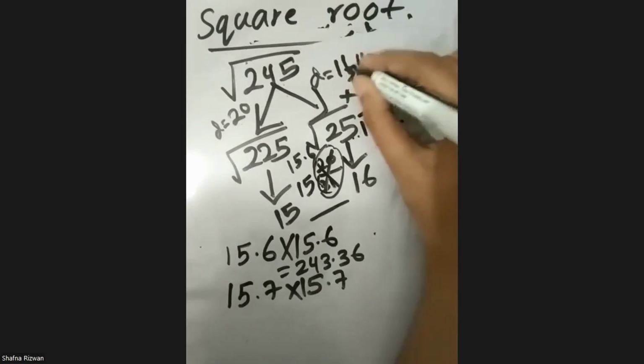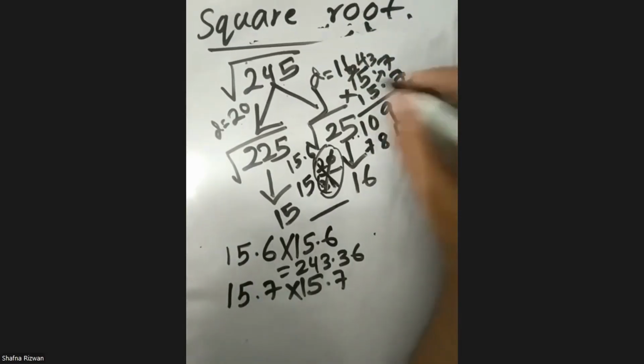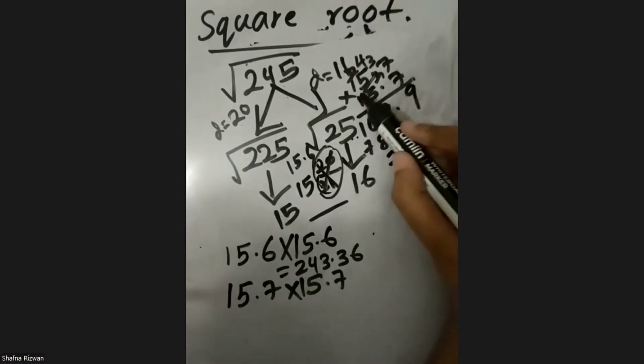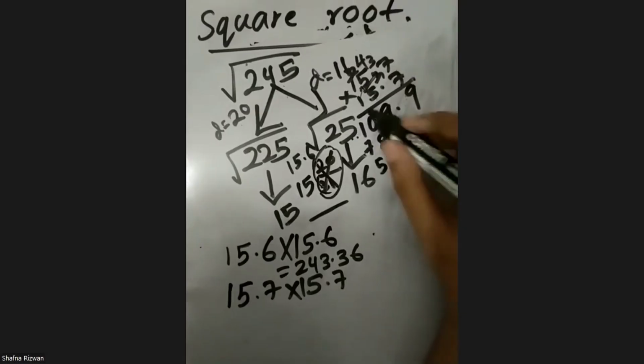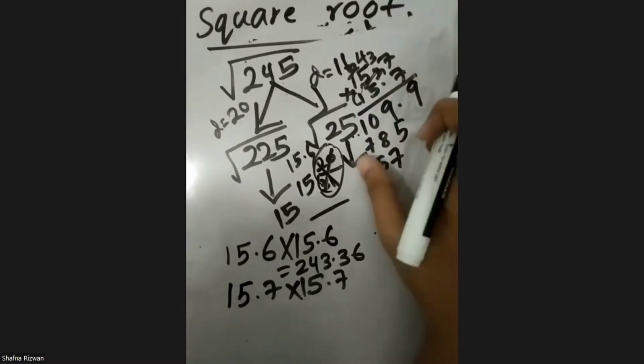28. And then 5 ones are 5 plus 2 is how much? That is 7. And here 7 into 1s are how much? 7. And then here 5 into 1s are 5. And 1 into 1 you will get 1 here. Okay, so you will get 1 here.